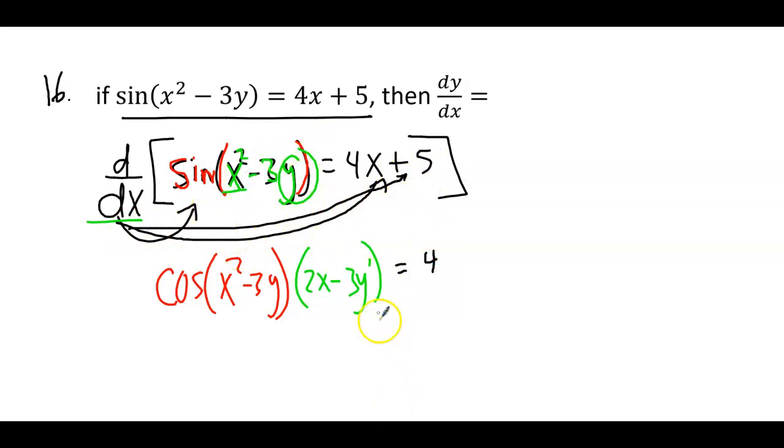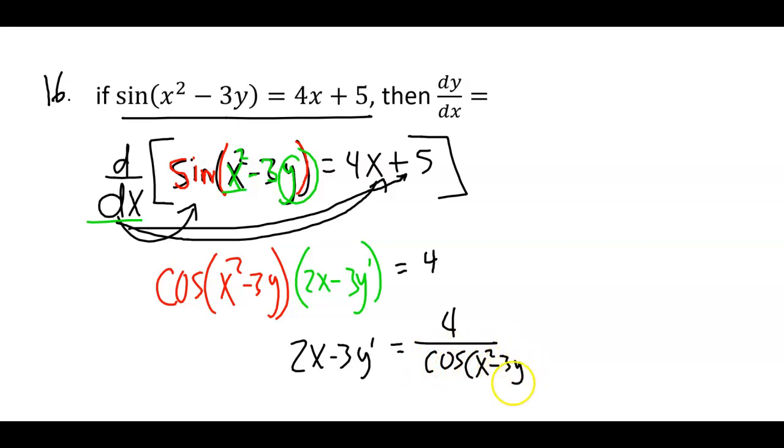So now what we want to do is get this y prime by itself. The first thing I would do is take this entire expression here, the cosine of x squared minus 3y, and divide that to the other side. So that will look like the following. The next thing I would do is subtract this 2x on both sides. So if I subtract it off of this side and subtract it from the other side, we would have that.